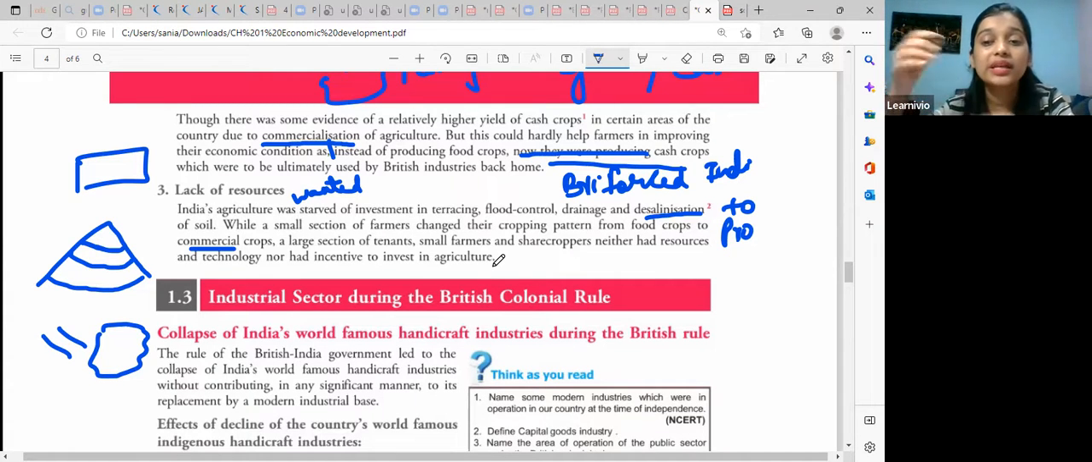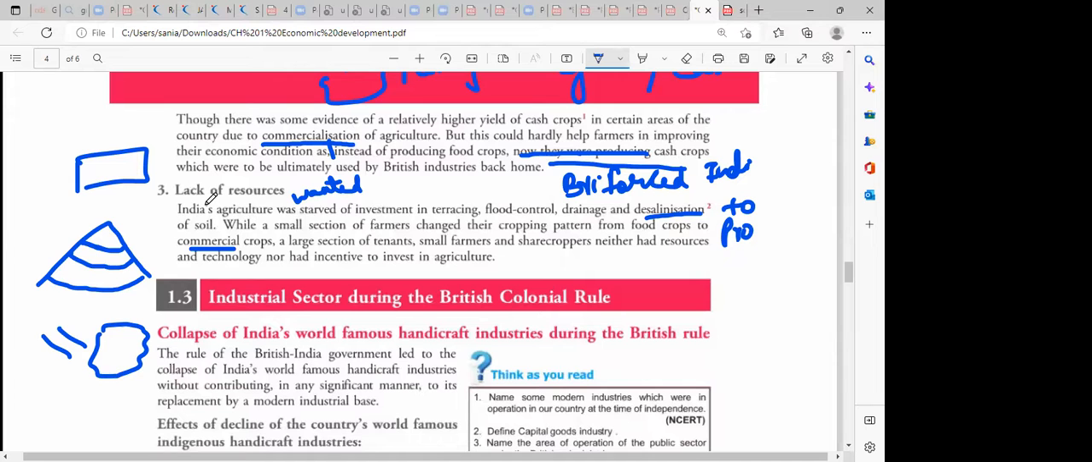So what did they do? They neither had resources to do agriculture, nor had technology. If they don't have technology, they cannot produce anything, right? Nor did they have any money to invest in the agriculture sector. So they left the agriculture sector, right? Clear? Yes. So this was lack of resources.